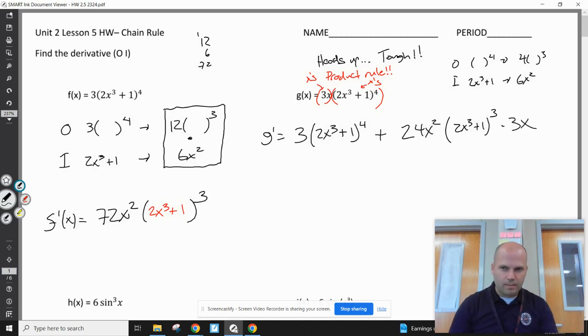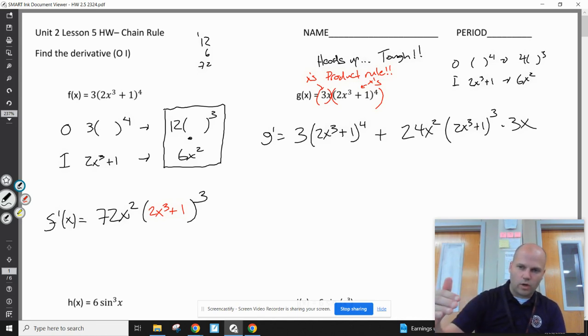This is fine if I asked you to find the slope of this function at 1 or 2 or 0 or any value. You could just plug it in here. Later in this lesson, we're going to work on setting this up to solve an equation, and we're going to talk about factoring this. But for right now, we'll leave it at that.